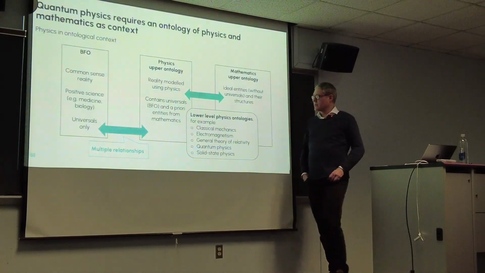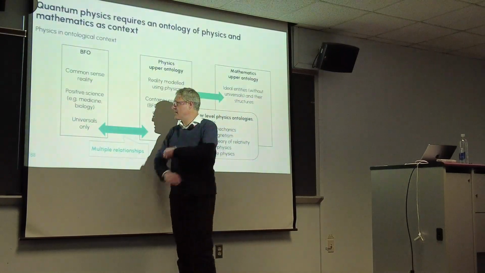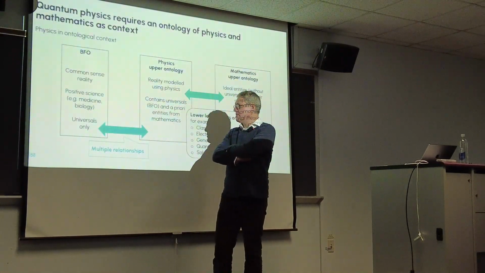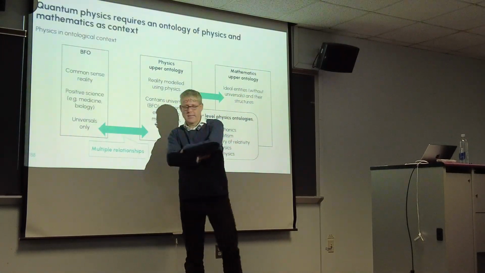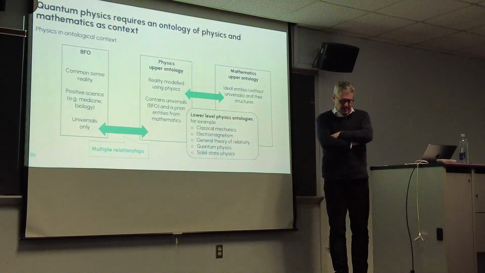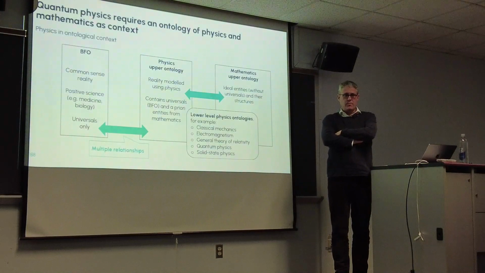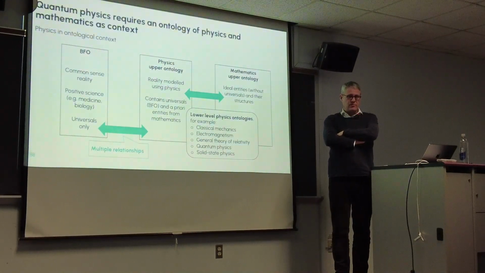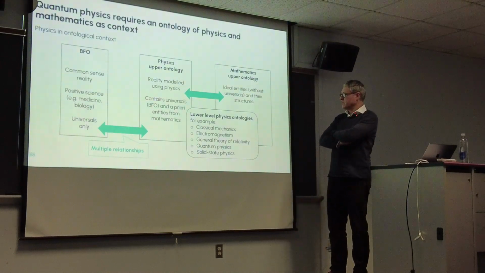And so typical content of BFO are positive science entities, like we have in medicine or biology, and also it can only contain universals. So a universal is an entity that has always an individual instance. For example, we are here all individuals of the entity human being, and human being is a universal.